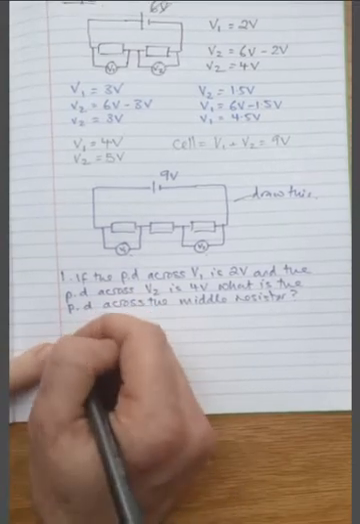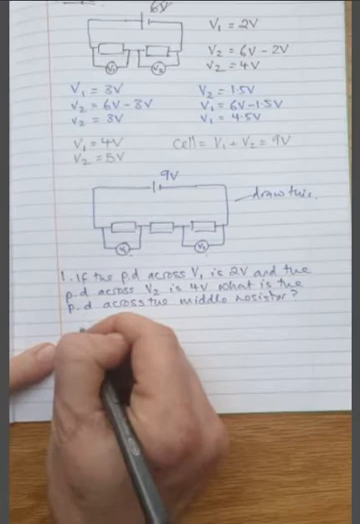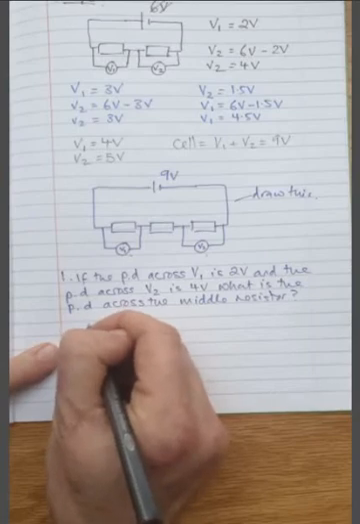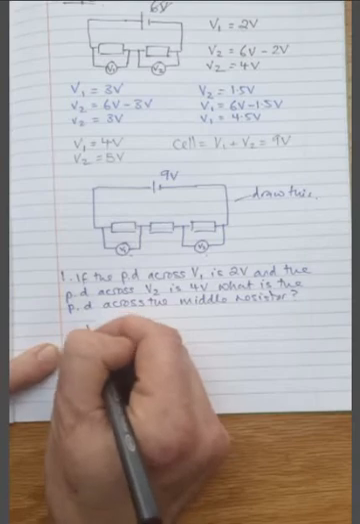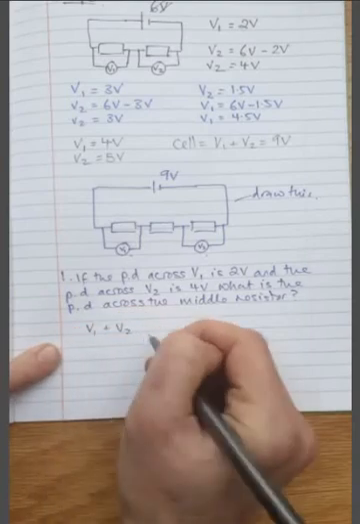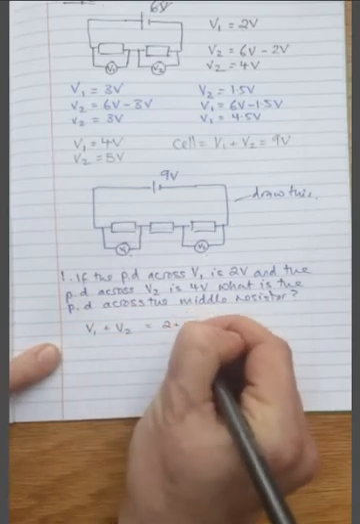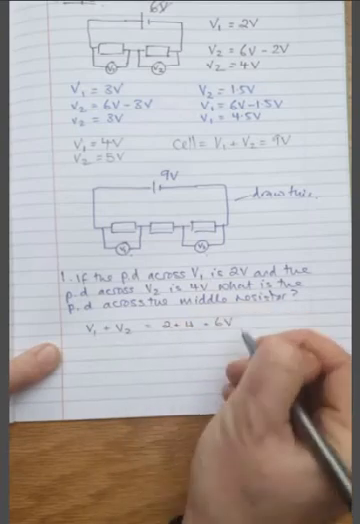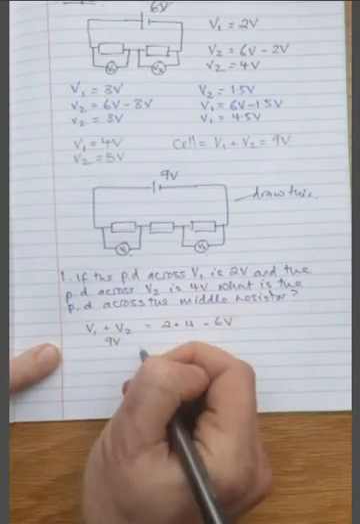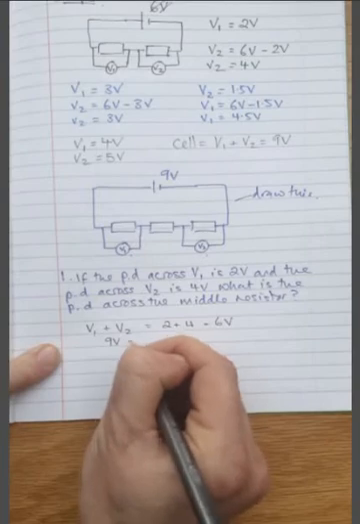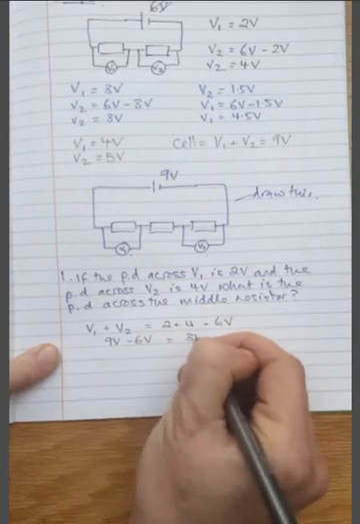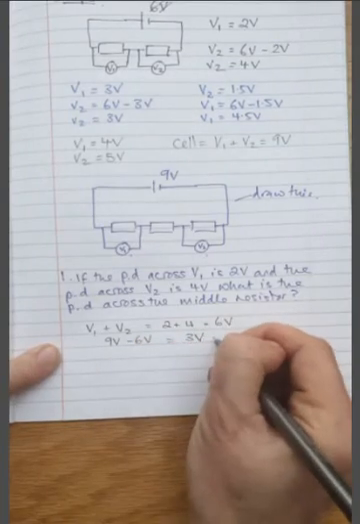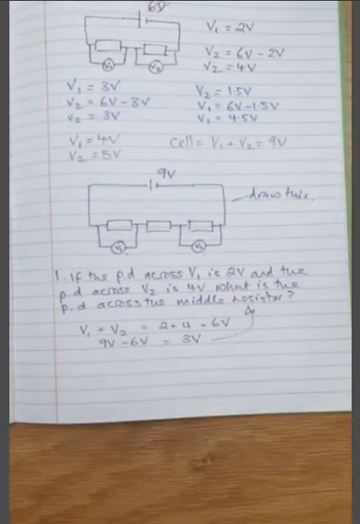Now, you should, of course, have worked out that the total is 9 volts. So V1 plus V2 equals 2 plus 4, which equals 6 volts. 9 volts across the cell minus 6 volts equals 3 volts across the middle resistor. So hopefully that made sense to you.